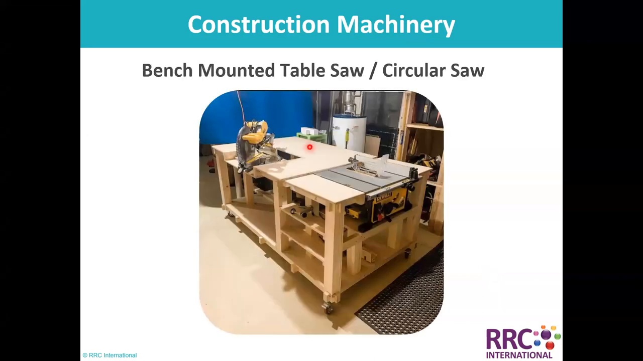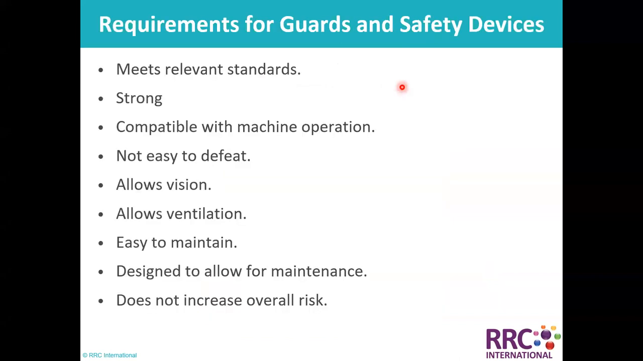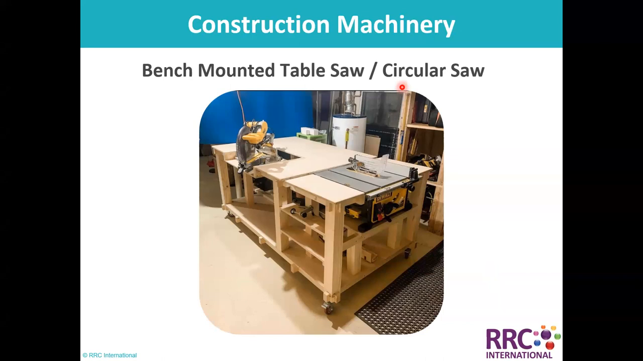What about the bench mounted table saw, circular saw? I guess now you guys are well trained. You can identify the mechanical hazards and the non-mechanical hazards. Again, just to give you an idea: mechanical hazards are all those hazards which arise because of the moving parts of the machine. Non-mechanical hazards are all those hazards which are not because of the moving parts, which are indirect hazards.